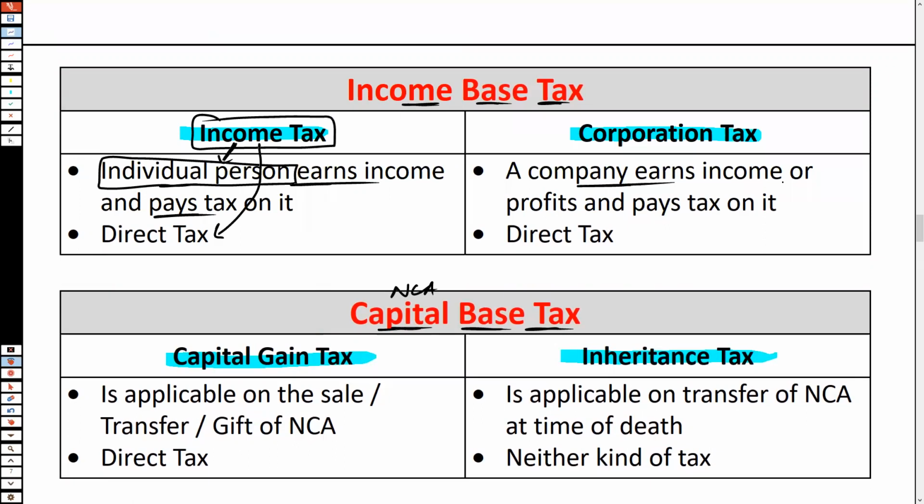A company earns income or profit and pays tax on it. Here, corporation tax is used for the taxation of the company. The person paying taxes, that is income tax. The company, being an artificial person, paying taxes, that is corporation tax. And corporation tax is also a kind of direct tax, because here the taxes are applicable based on the earned income of the company.